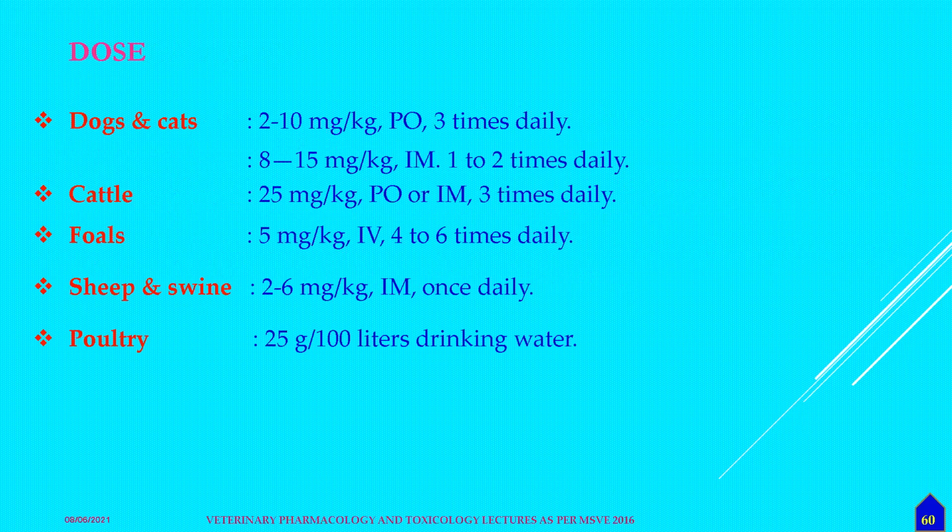And in case of cattle, it is administered at 25 milligram per kg. Orally it is not so well recommended, but IM can be given if the animal has a penicillin allergy. In foals, it is 5 milligram per kg IV. Whereas in sheep and swine, it is 2 to 6 milligram per kg once a day. So here we can see that the dosage is very different from one species to another, and in sheep and swine it's very less, just 2 to 6 milligram. Whereas in poultry, it's administered in the drinking water, where we need to put 25 grams in 100 liters of drinking water.